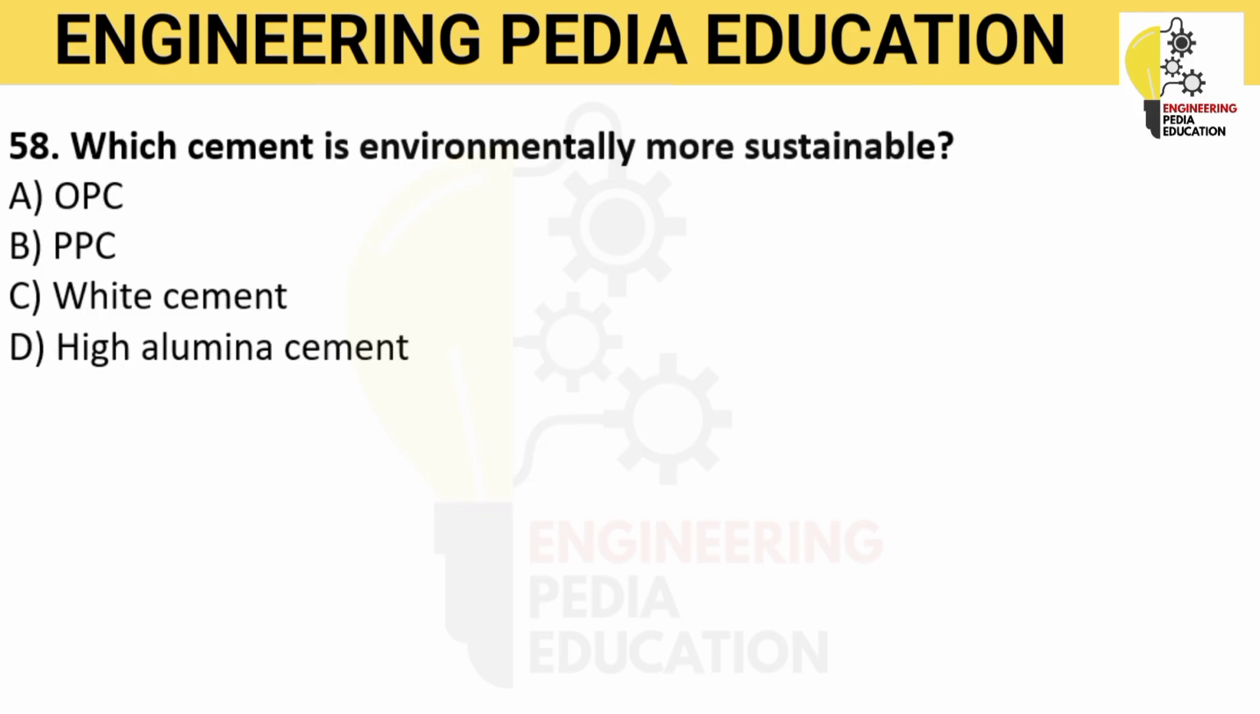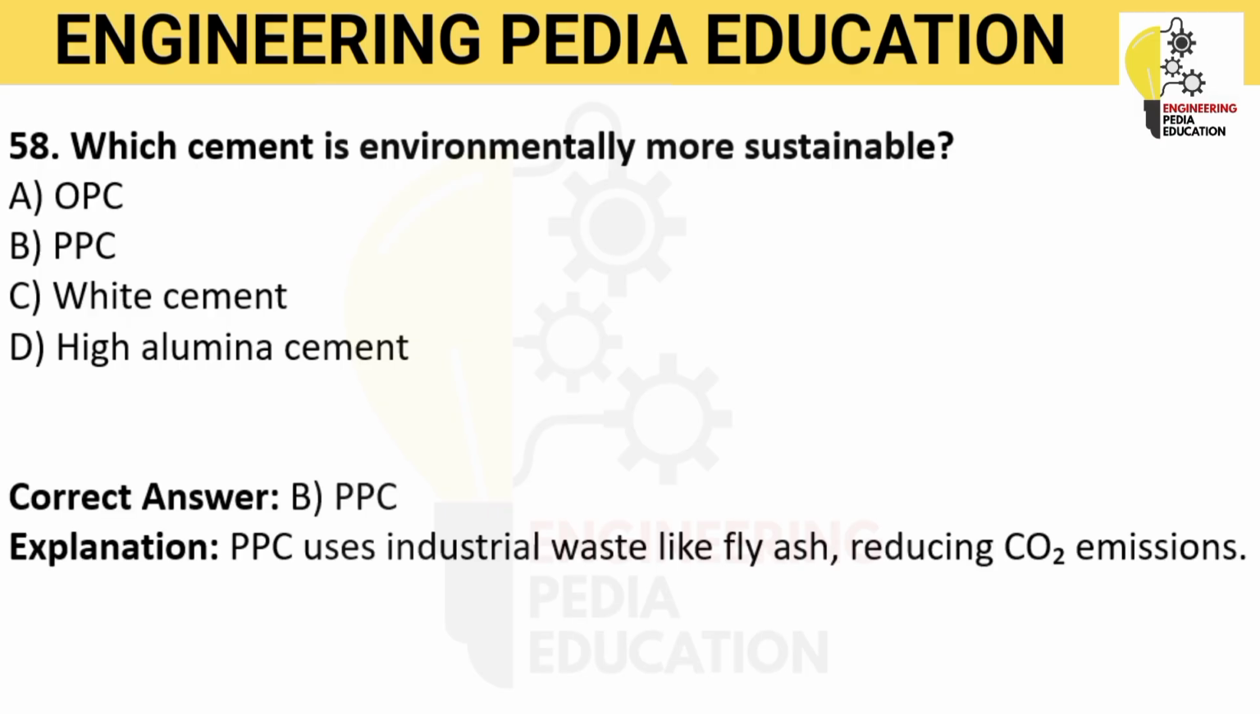Which cement is environmentally more sustainable? OPC, PPC, white cement, high aluminium cement. So the correct answer is PPC. PPC uses industrial waste like fly ash, reducing CO2 emission. As fly ash is a pozzolanic material in which emission of heat is less, it is more sustainable, with economical and environmental benefit.